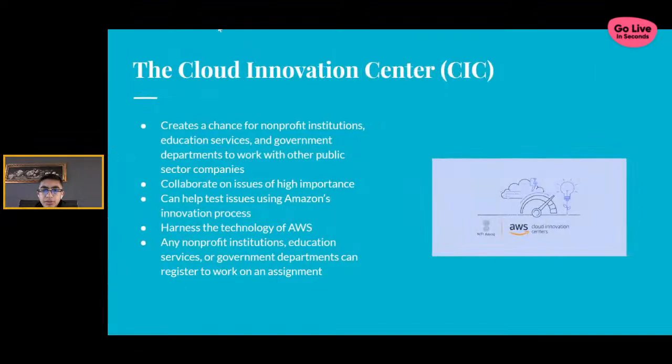What is the Cloud Innovation Center? So, the Cloud Innovation Center creates a chance for nonprofit institutions, education services, and departments to work with other public sector companies. This is where they can all work together to collaborate on issues of high importance, and it can help test issues using Amazon's innovation process. This is where you harness the technology of AWS, and any nonprofit institutions, education services, or government departments can all register to work on an assignment.